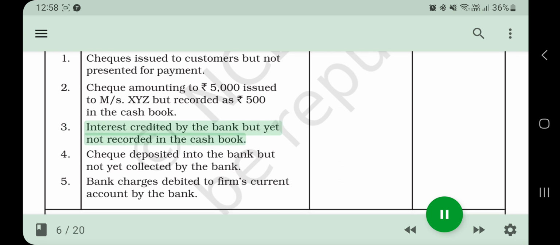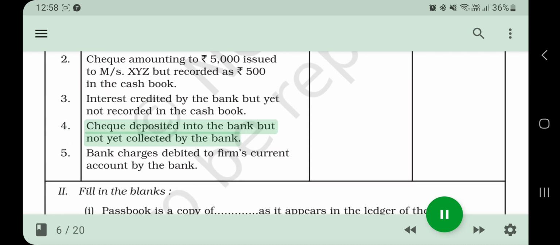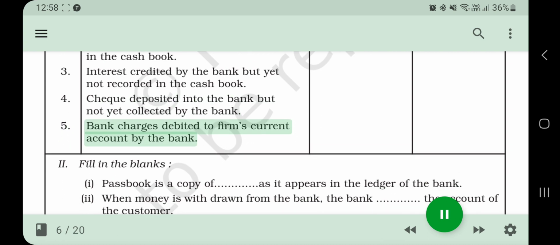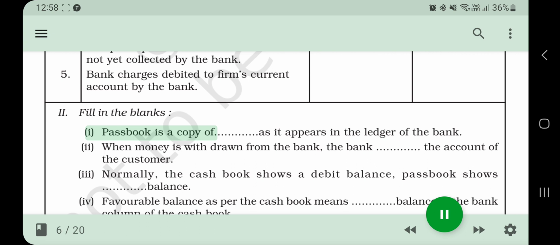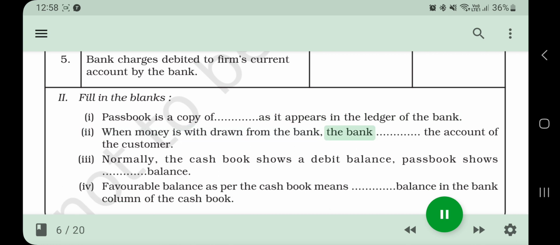3. Interest credited by the bank but not yet recorded in the cash book. 4. Check deposited into the bank but not yet collected by the bank. 5. Bank charges debited to the firm's current account by the bank. 2. Fill in the blanks. i. Passbook is a copy of the account as it appears in the ledger of the bank. ii. When money is withdrawn from the bank.